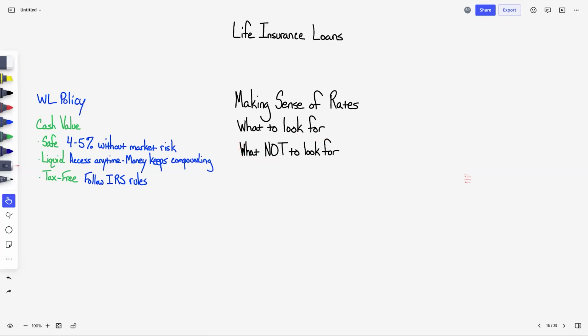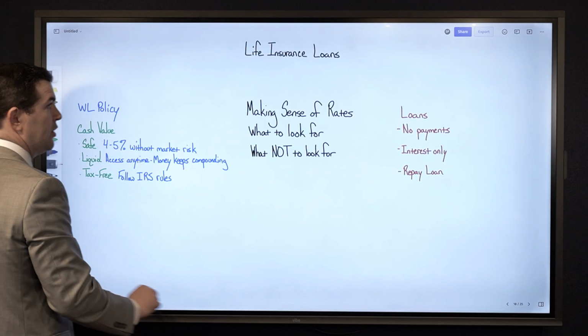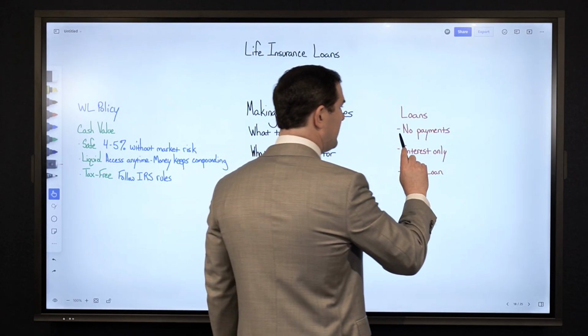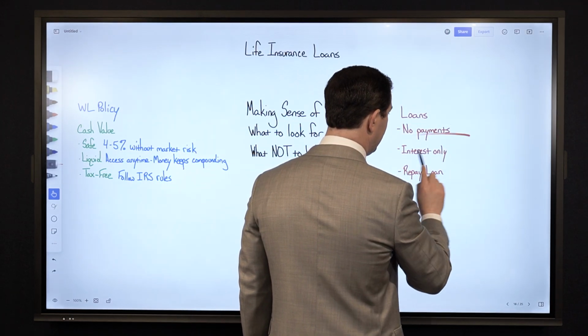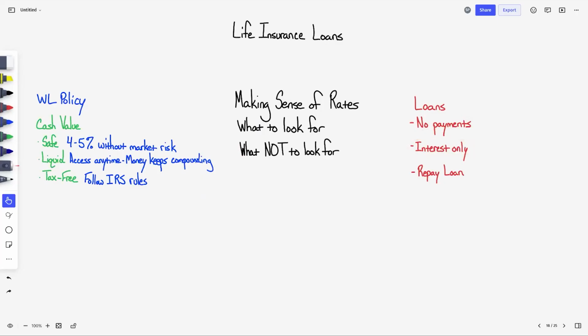So as we progress into the different models, we're going to look at taking a policy loan and seeing what the policy looks like if we pay nothing back, if we pay interest only, and if we pay it back in full. All right.